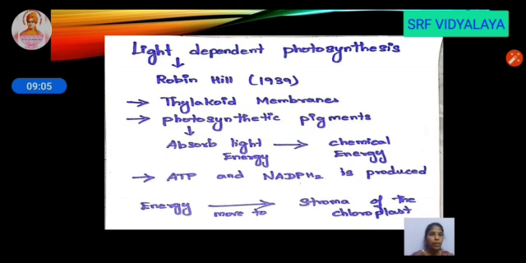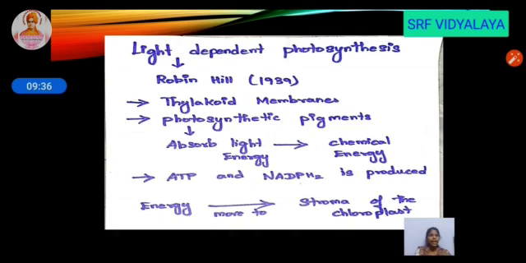Photosynthetic pigments are involved during this process. The photosynthetic pigments absorb the light energy from the sun and convert it into chemical energy. During this process, ATP and NADP are produced. All these reactions take place in the thylakoid membrane, and after the energy is produced, it moves to the stroma of the chloroplast.